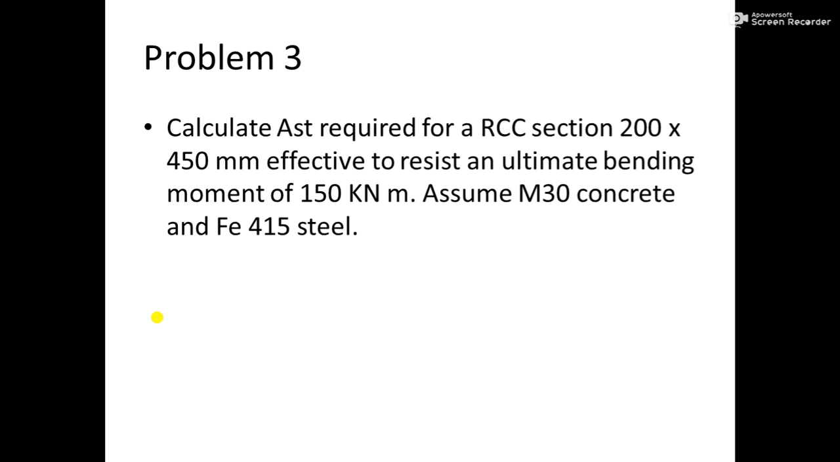Then the second problem: calculate Ast required for an RCC section 200 into 450 mm effective to resist an ultimate bending moment of 150 kN-m. See here, the bending moment is directly given. You have to only calculate Ast, the area of steel required. Here the number of bars is not given. In the last two problems the number of bars was given, that is Ast was given. But in this type of problem Ast is not given, you have to calculate Ast. You are given a moment of resistance, that is 150 kilonewton meter. Assume M30 concrete and Fe415 steel.